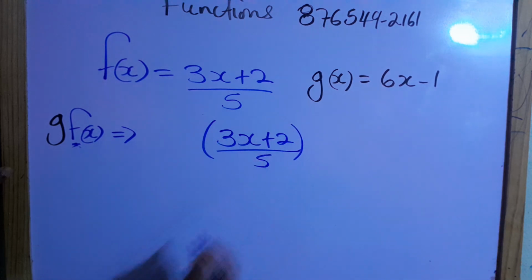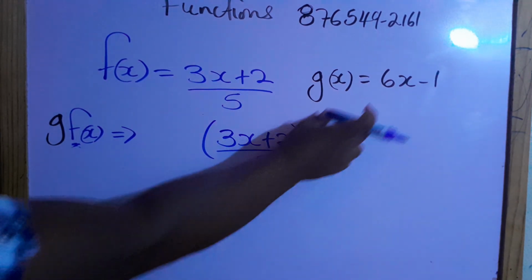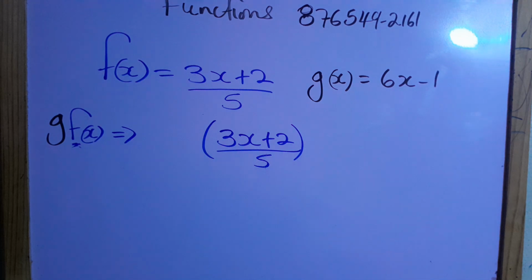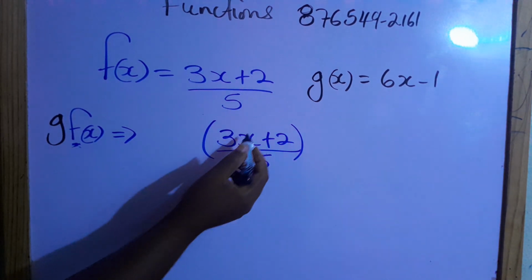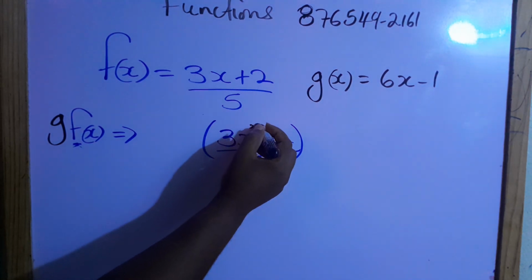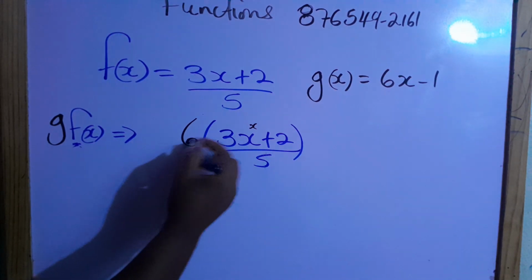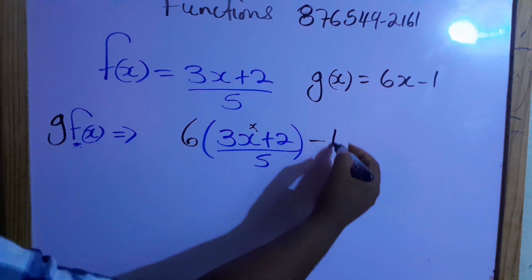Put that in bracket. Why? This becomes our x in g. So we're going to write back g of x. Now g of x is 6x minus 1. So what we do, this is our x already. So we could just put the little x here. So this is 6x minus 1.